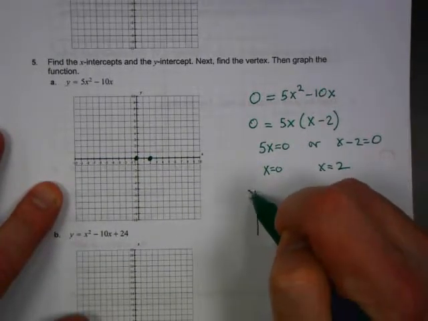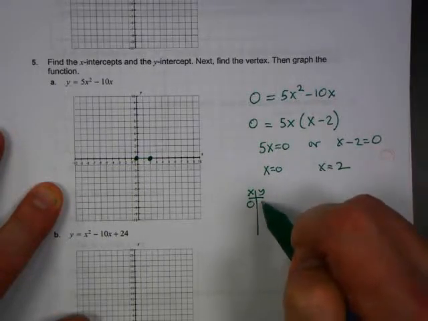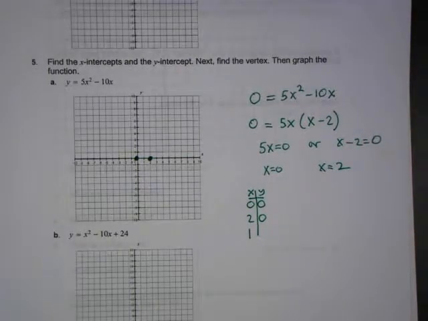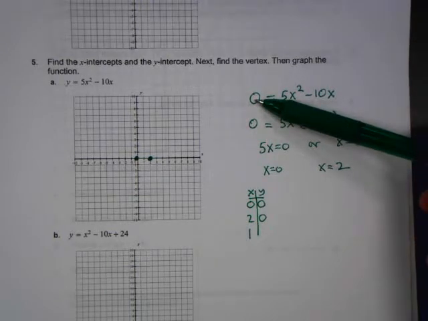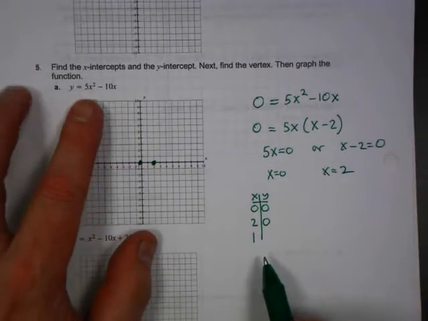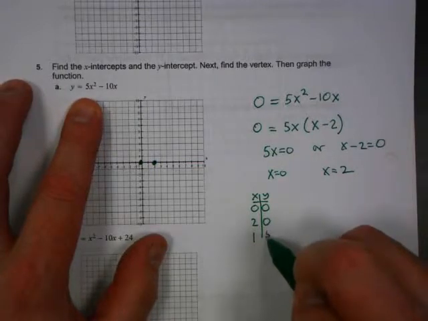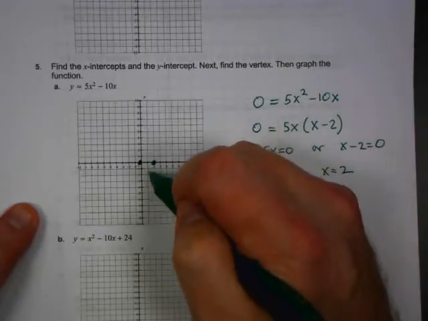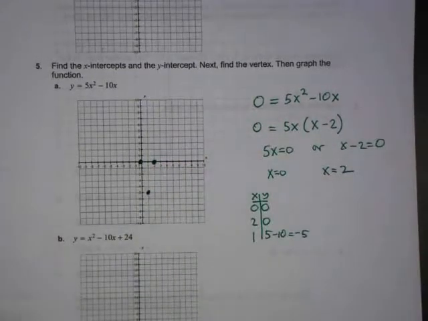I'm going to build myself a little table here. I've got 0, 0. I've got 2, 0. And you're telling me I absolutely want to plug in 1, because 1 is where my vertex is going to happen. How did you get the 0 for y? Because that's the number I plugged in for y, didn't I? I plugged in 0 for y right from the beginning. To find my x-intercepts, I always plug 0 in for y. Okay, if I plug in 1, I'm going to have 5 minus 10, which is negative 5. So I've got the point 1, negative 5.